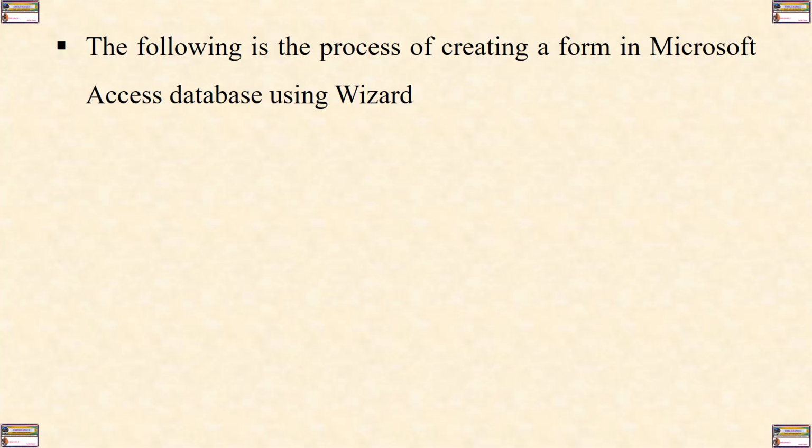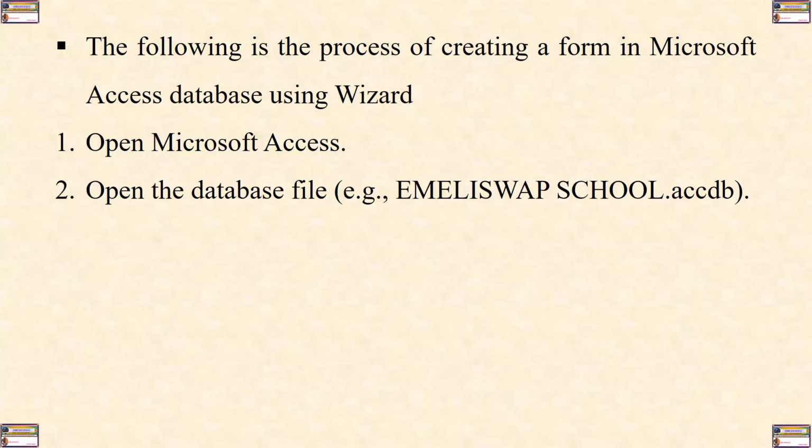You can create a form using Wizard by, one, opening Microsoft Access. Then number two, you open the database file. That means you open the database of your choice. For example, Emily Swap School.